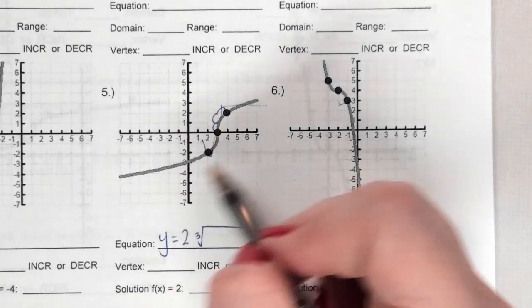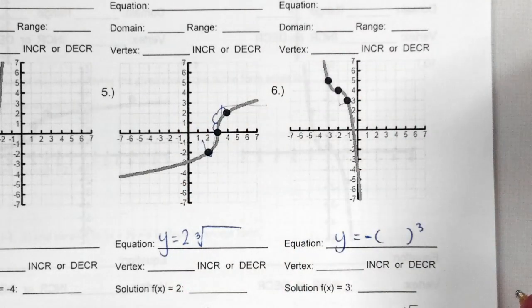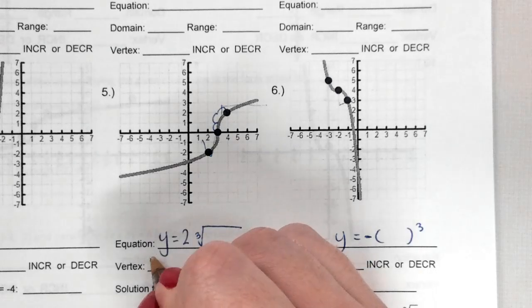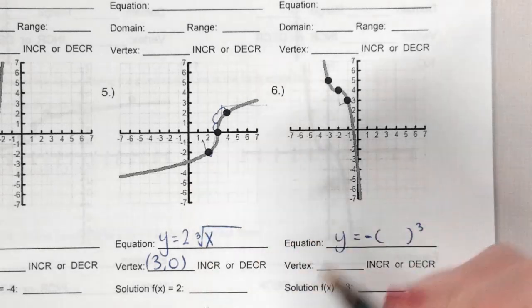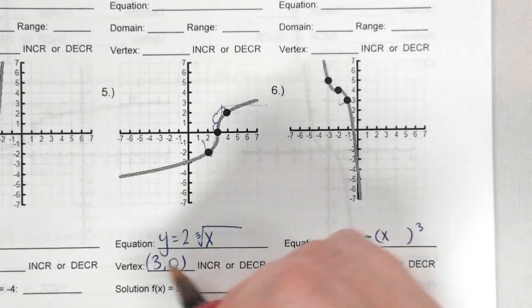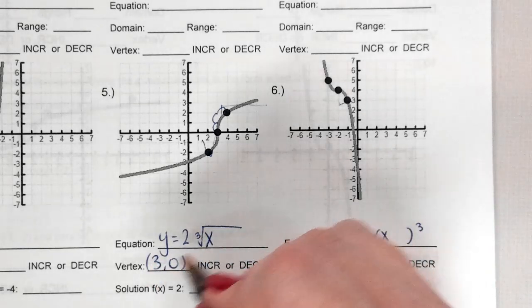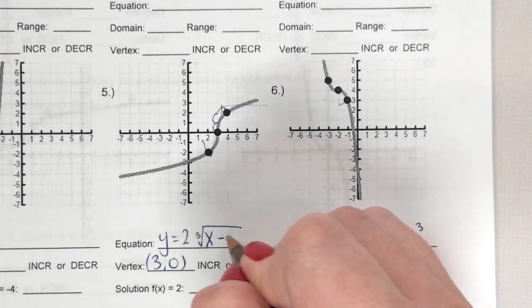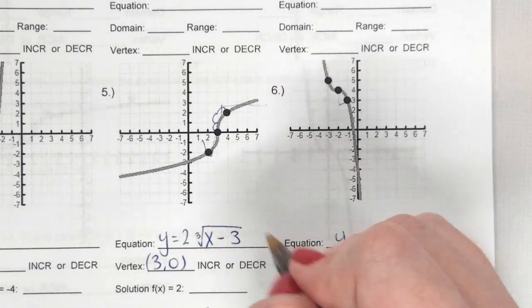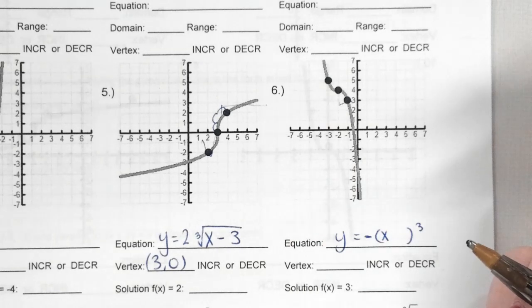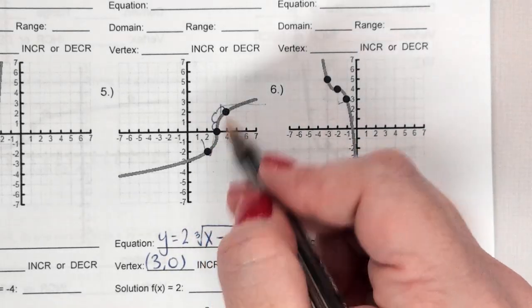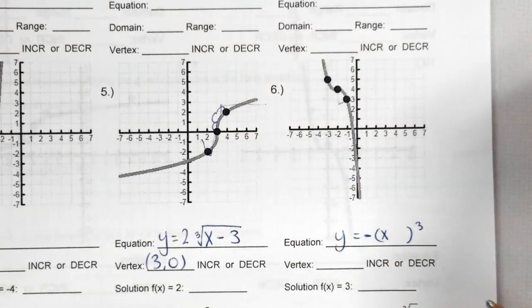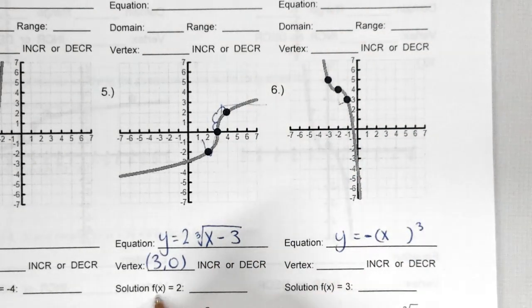Okay, what's my vertex on number 5? 3, 0. So X always goes right here, and it's opposite of the x value of my vertex. What's the opposite of 3? And then do I have to put plus 0 on the outside? No. Could I check this in my y equals and make sure those points are in my table? Yes. Okay, and now it says solution f of x equals 2.